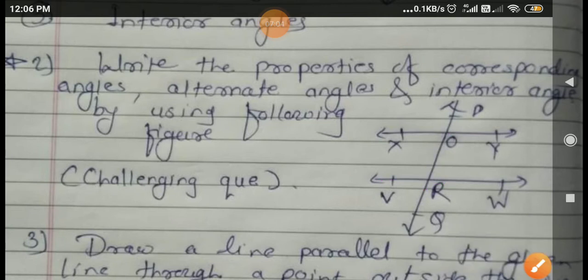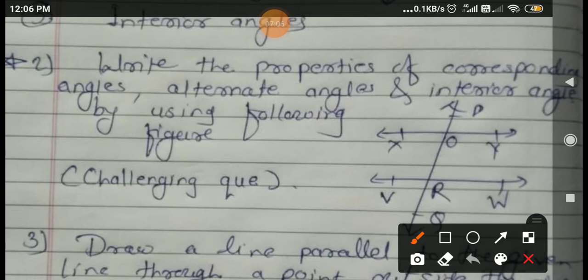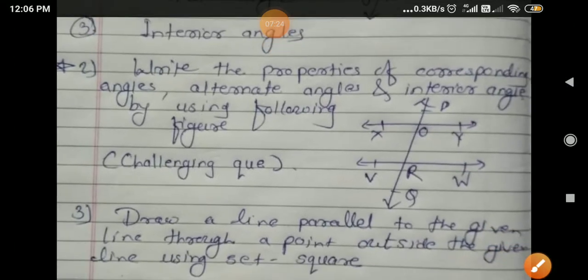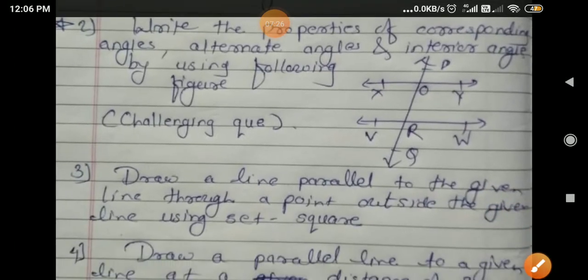And at last, the interior angles property: angle YOR plus ORW is equal to 180. The sum of these two angles is 180. Otherwise, XOR plus ORV is 180. Any one of these, then the lines are parallel to each other. In this way, you have to write the answer for this question. It is a challenging question.